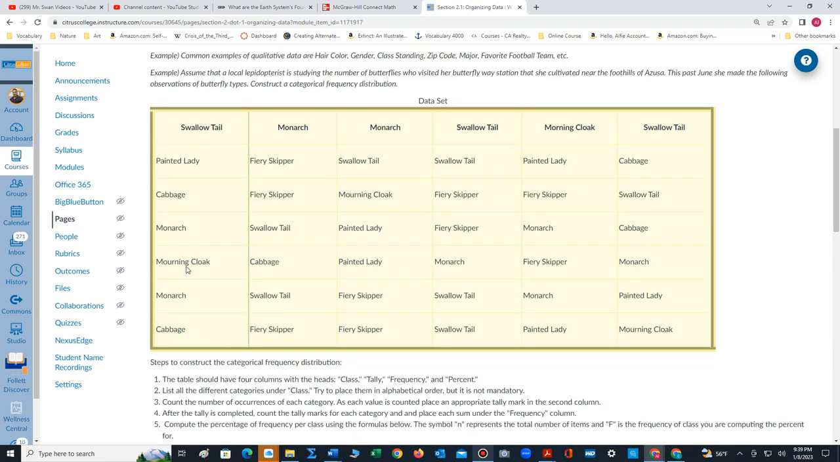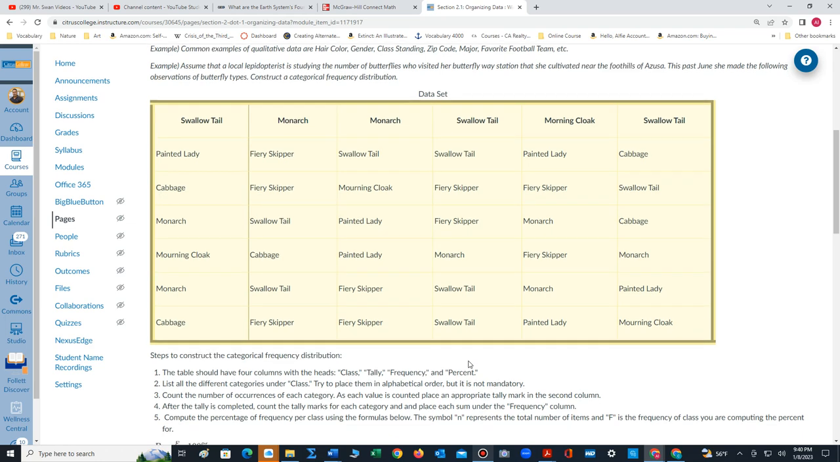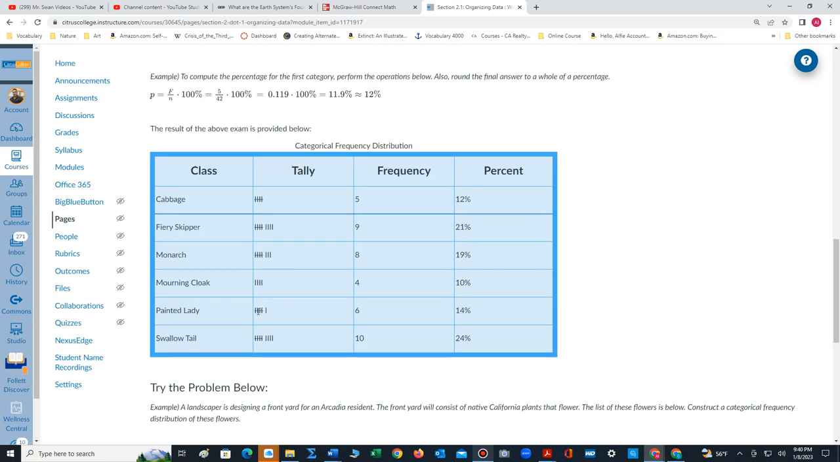So the painted ladies, we have, let's see, one, two, three, four, five, and six. So there's actually six. Be careful, be really patient with yourself when tallying the data. You can see that there are six observations, and then you would repeat that process for all the other butterflies.